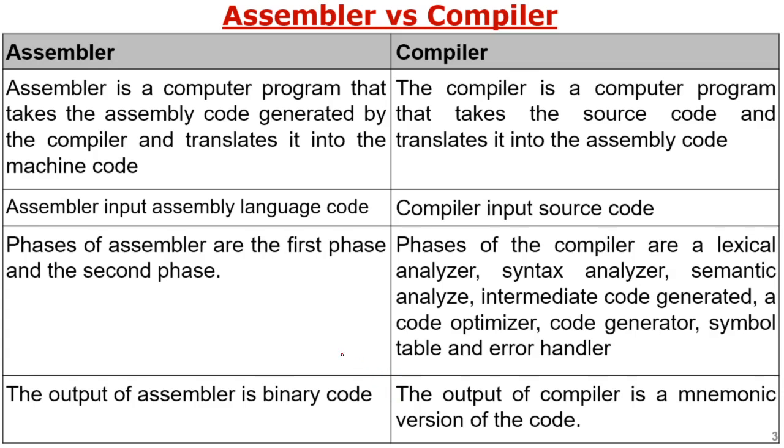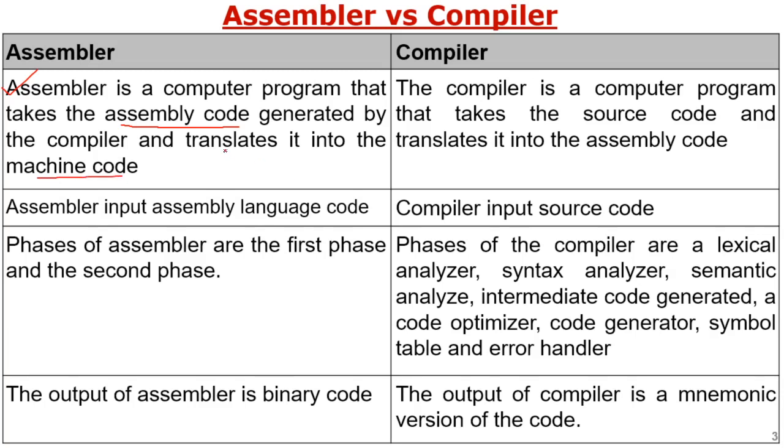And now come to the point, assembler and compiler, how they are differentiated. So an assembler is a computer program that takes the assembly language code. So this is the important point. An assembler always takes the assembly language code generated by the compiler and translates it into machine code.